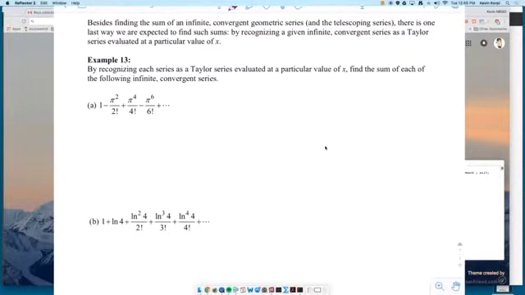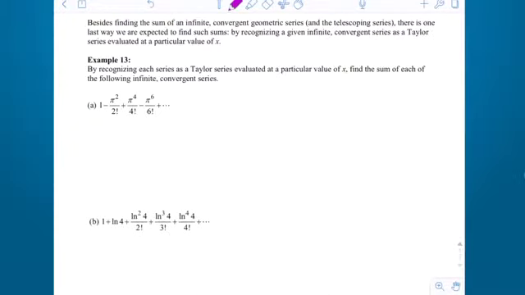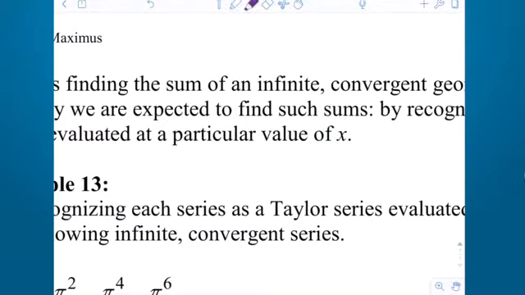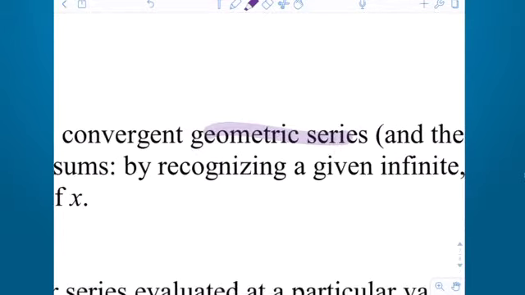So the last thing from this section, the second to last lesson of the year, is how to find sums, exact sums of certain infinite series. Remember back from 9.1, we can find the sum of an infinite convergent geometric series. The formula for that was first term over 1 minus r. And that's kind of what we've been working with here with 1 over 1 minus x.